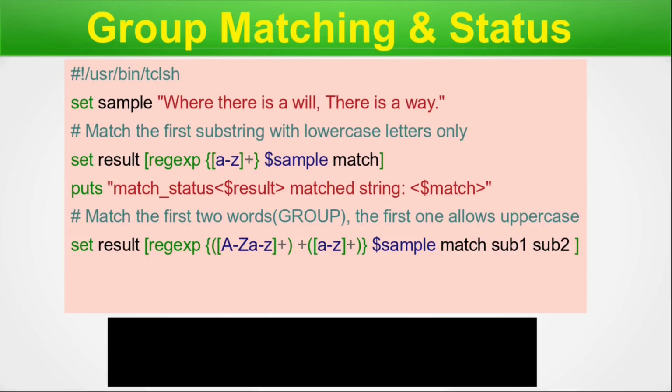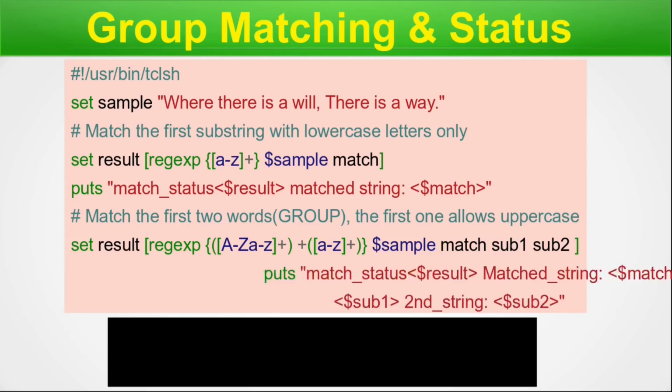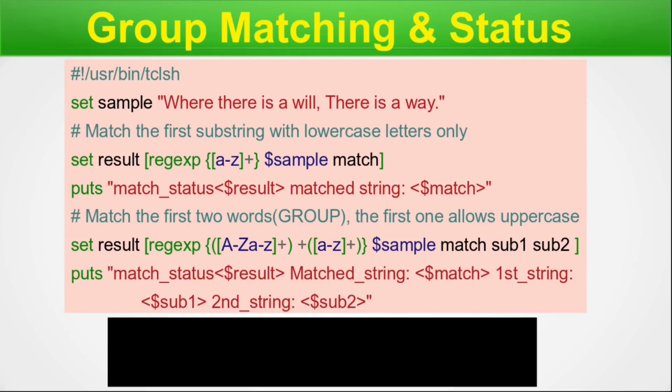And then the source string in which we are trying to match is sample, and then we get match, then we get sub1 and sub2. So this sub1 and sub2 will catch the output of these match groups. Okay, so you can see that in the two operations, the regexp is common, but how we are using it is a bit different. Okay. And here also we will echo the match status, and then the first string and the second string, two substrings. So here goes our first output.